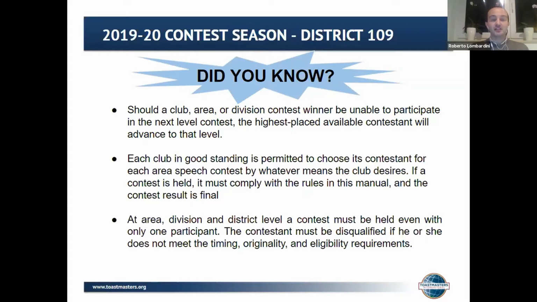But if a club holds a contest, then the results will be final, and they should apply the rules in the rule book. So what does it mean? If a club holds a contest just with one participant, only that participant can go to the area level and no one else. Otherwise, if a club avoids having a contest with 1 or 2 participants, every paid member of that club can go to the area contest, of course chosen by the club itself.